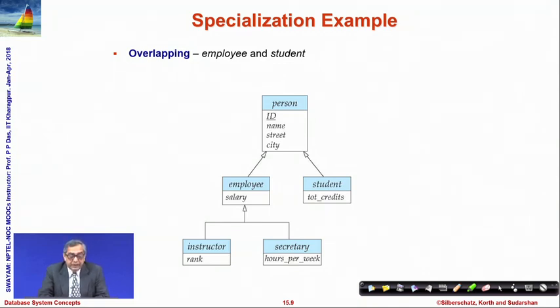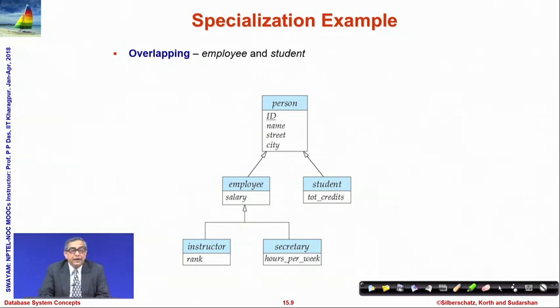Employee could be specialized into instructor and secretary. Again, by the rule of specialization, instructor will inherit all attributes of employee, which means that it will inherit the attributes of person which employee has inherited, plus the employee-specific attribute salary. So, it will inherit all 5 of those attributes, and then it adds another attribute which is specific for the instructor, which is rank.